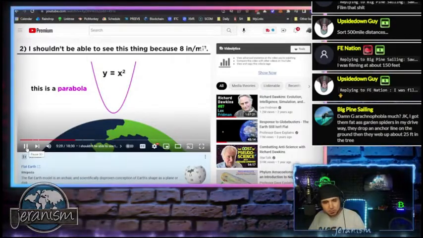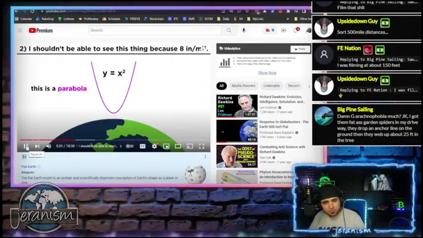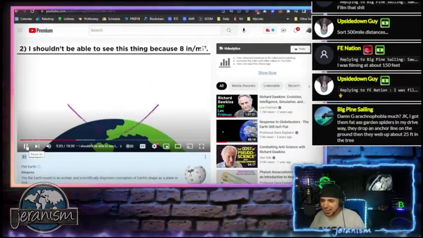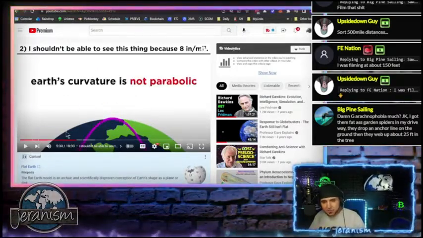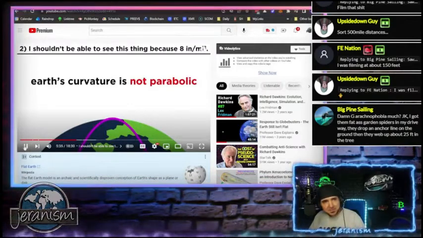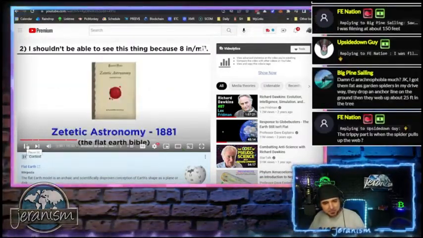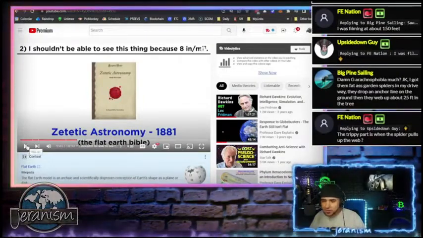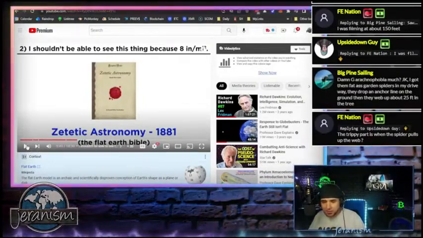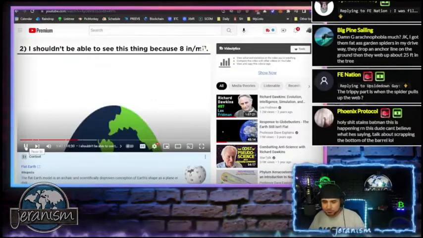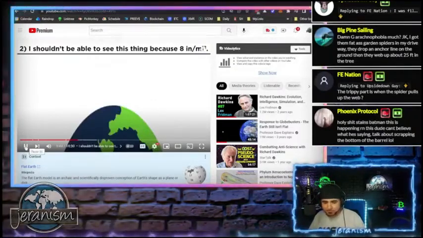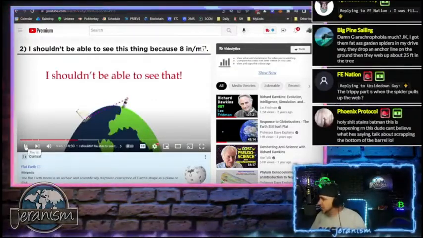It's possible that you remember this shape from middle school algebra, but I wouldn't be surprised if you don't. As you can see, the Earth is not shaped like this. So where does it come from, and why do people use it? It comes from the Flat Earth Bible, Zetetic astronomy, and Flat Earth priests use it because they know it's not accurate.